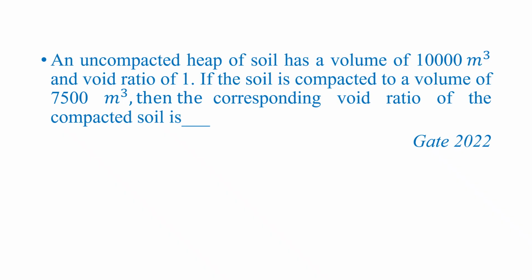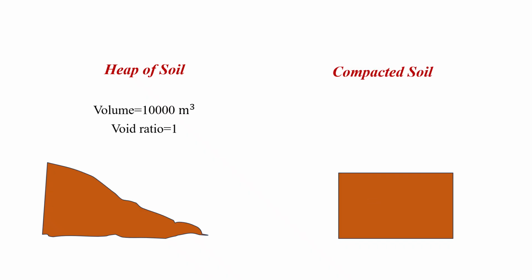Before solving it, let us try to visualize the situation. There is a heap of loose soil. Its volume is 10,000 meter cube. Void ratio is 1. We are compacting it and we are getting the volume of compacted soil as 7,500 meter cube and we have to find its void ratio.